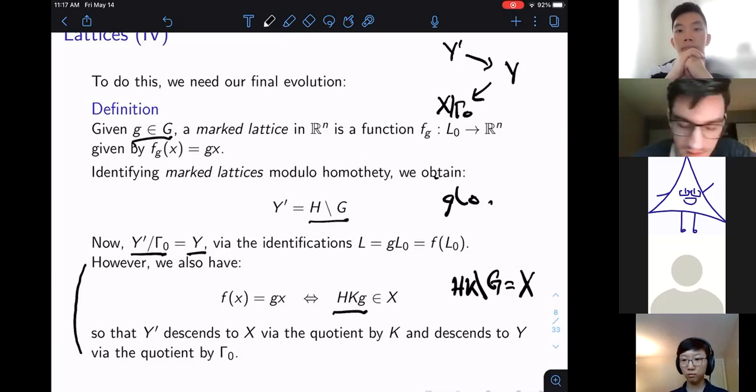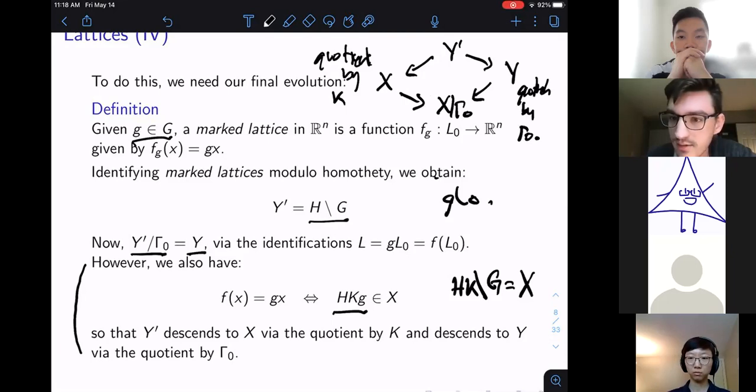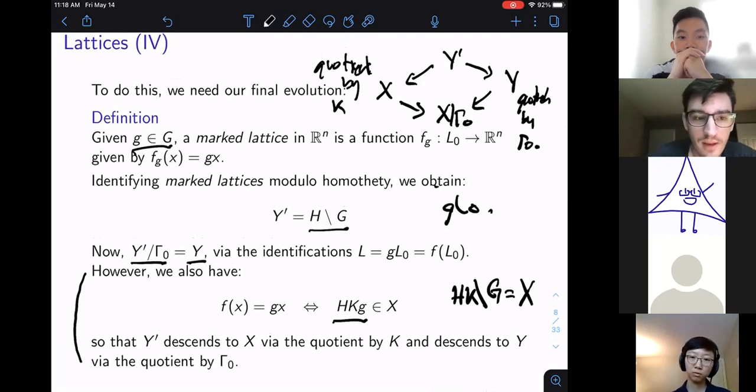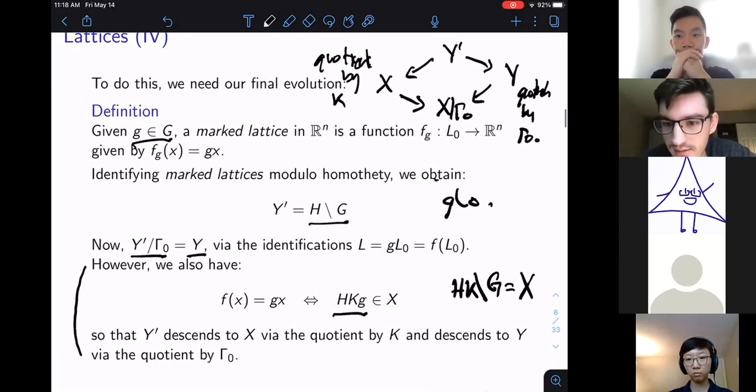And on the other hand, you can go here by quotienting out by K, and you get to the homogeneous space. So this is the quotient by K side, and this other side is the quotient by Gamma_0 side. So depending on whichever perspective is more useful for you, you can look at this either way. Okay, if this is not entirely clear, that's okay. These definitions will come up again.